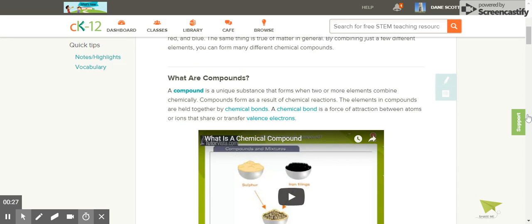What are compounds? A compound is a unique substance that forms when 2 or more elements combine chemically. Compounds form as a result of chemical reactions. The elements in compounds are held together by chemical bonds. A chemical bond is a force of attraction between atoms or ions that share or transfer valence electrons.